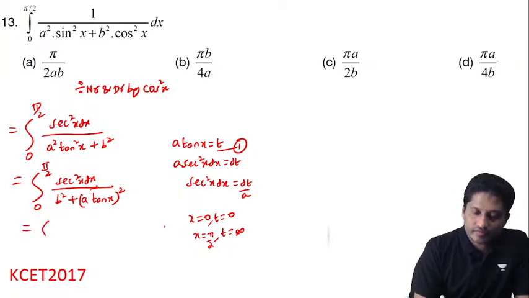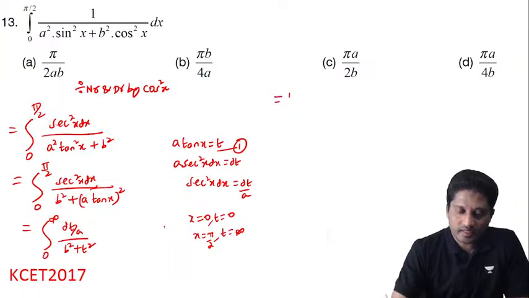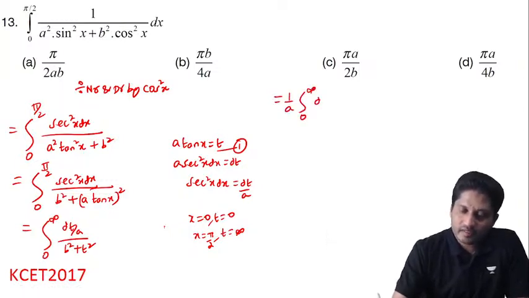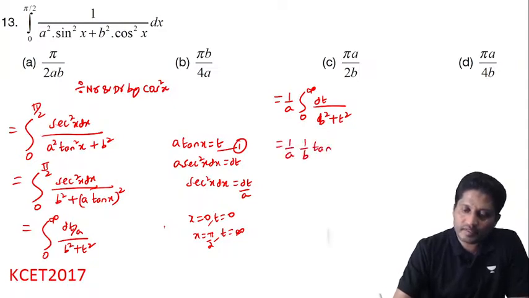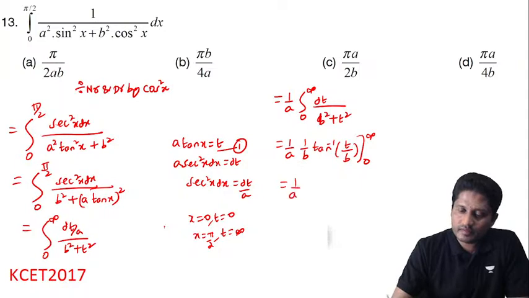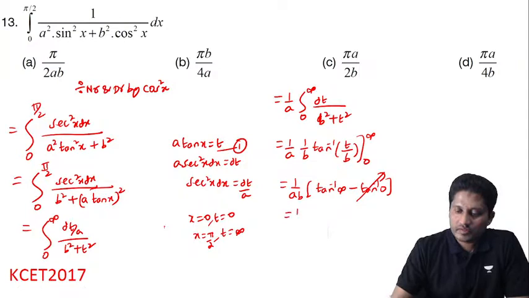So this becomes the integration from 0 to infinity of sec square x dx, which is dt by a, divided by b square plus t square. 1 by a is a constant, I'll take it out, then you get the integral from 0 to infinity of dt divided by b square plus t square. This is 1 upon a times 1 by b tan inverse of t by b, between the limits 0 to infinity. So 1 upon ab: the upper limit is tan inverse of infinity, and the lower limit is tan inverse of 0, which is 0. Tan inverse of infinity is pi by 2, so we get pi divided by 2ab. The answer is pi by 2ab.